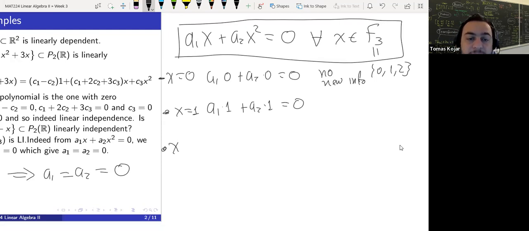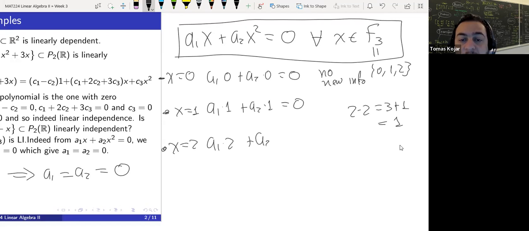And finally, let's do x equal 2. You have a1 times 2 and then modulo. So 2 times 2 is 3 plus 1, which gives you a 1. So you get a2 times 1 equal to 0. Is that okay? So x squared at x equal 2 is what? It's 2 squared, which is 4, which is 1 modulo 3. Okay.